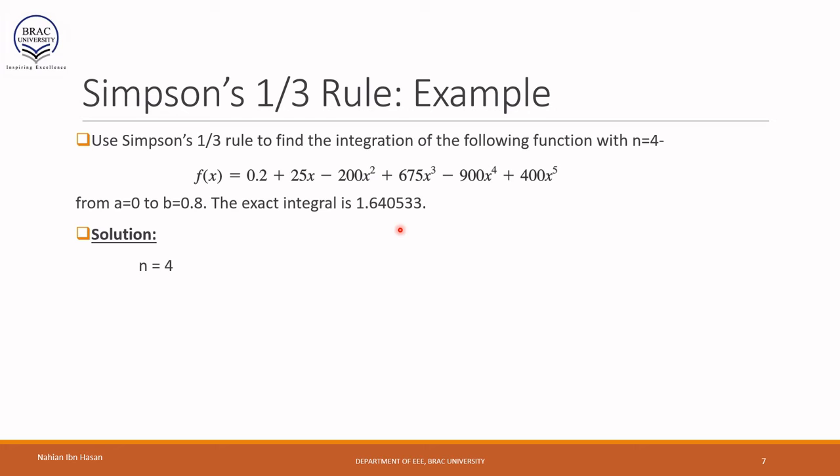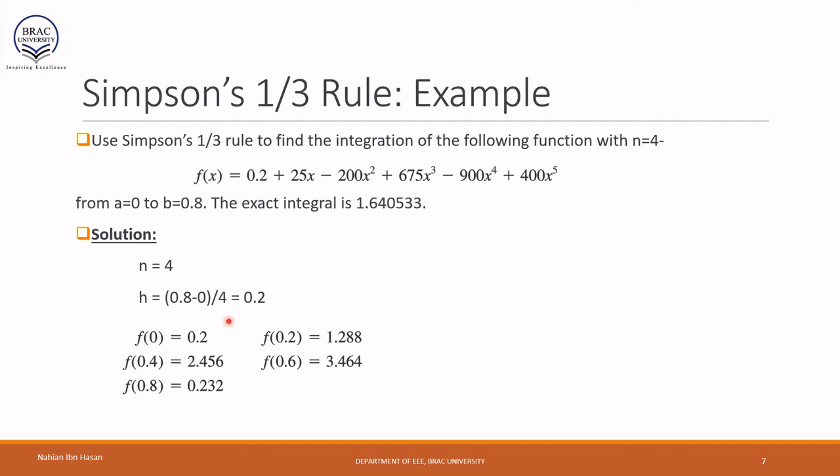So how are we going to apply it? We have 4 segments, so we can easily calculate the width of each segment, which is h equal to the upper limit minus the lower limit divided by the number of segments, equal to 0.2. And we calculate the function values at each of the boundary points, that means at x equal to 0, 0.2, 0.4, 0.6 and 0.8. Now we have all the elements to apply Simpson's 1/3 rule.